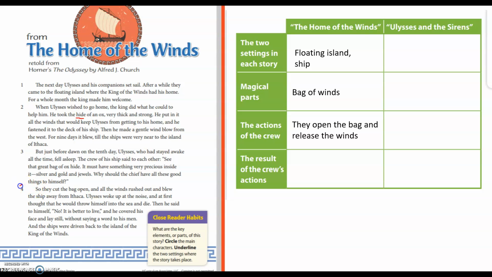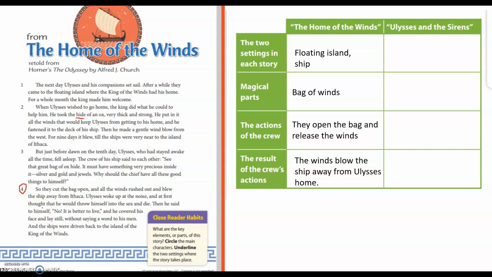If you look in paragraph 4, it talks about how the crew found the bag of wind and they opened it. They released the winds. So what was the result of the crew's actions? The winds blew the ship away from Ulysses' home. So as they opened it, it blew the ship away. And we saw that at the end in paragraph 4.